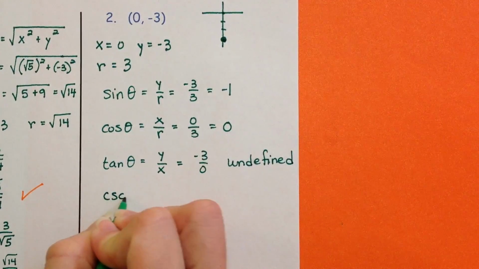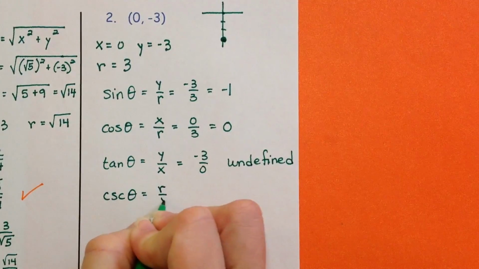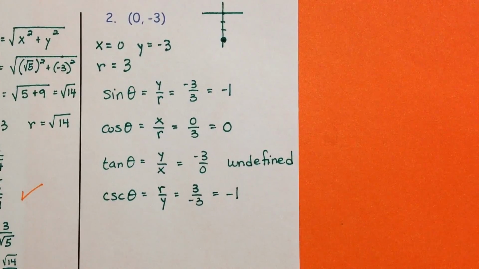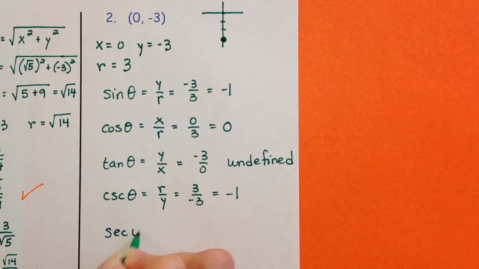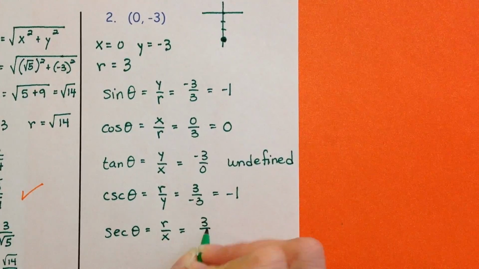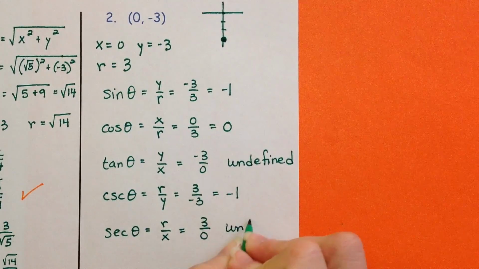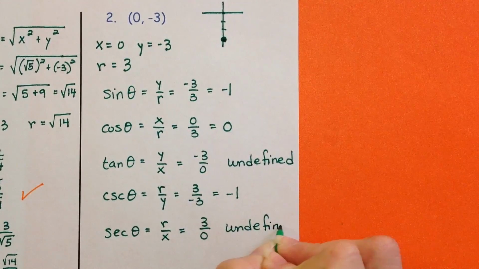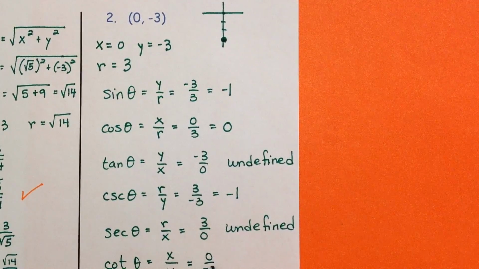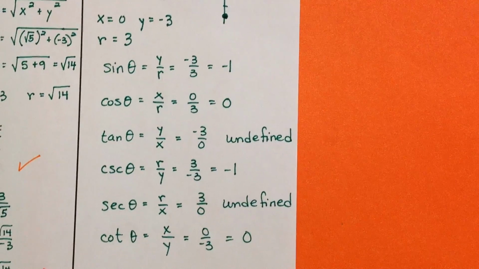Okay, cosecant. So that's r over y. So 3 over negative 3 reduces to negative 1. Secant is r over x. So 3 over 0, which means this one's also undefined. And cotangent is x over y. So 0 over negative 3. So having 0 in your numerator would just equal 0.